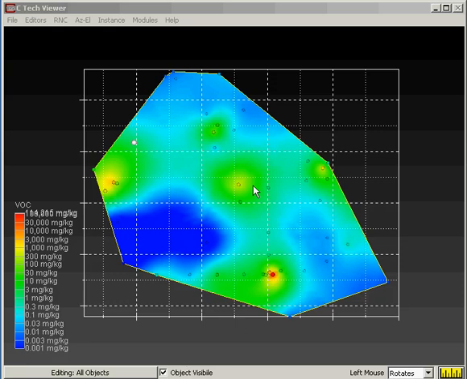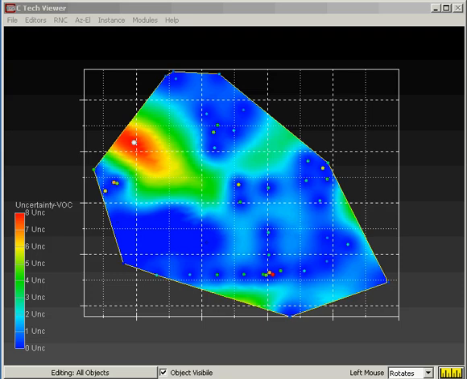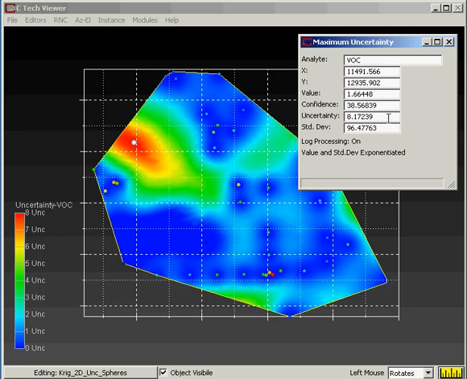So right here, and again, we're really only creating this in two-dimensional space for right now, you can see that we can look at our range of predicted VOC values based on the data we have. We can look at where our highest confidence is in this surface, and of course that corresponds to where sample locations are. We can also look at where we have our highest level of uncertainty, which right here for this data set is about 8.17.